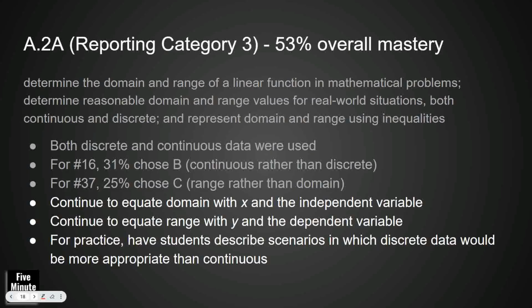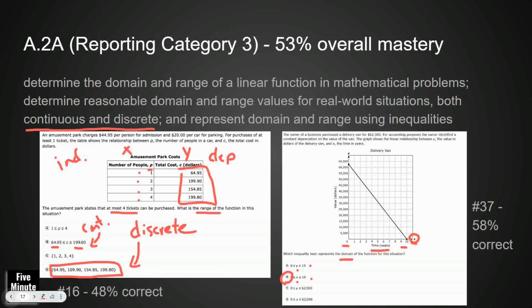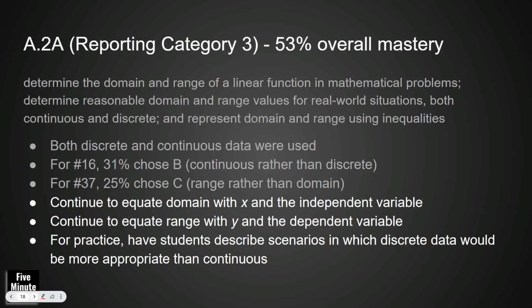So we had discrete and continuous data. We had 31% choose B. And you put that together with 48%. Now we're looking at 79, almost 80% of our students getting this with at least identifying the range here. But the challenge is not identifying the range. The challenge is, is it continuous or is it discrete? So sometimes we get so focused on identifying the domain versus the range, we don't spend enough time deliberating whether it should be continuous data or discrete data.